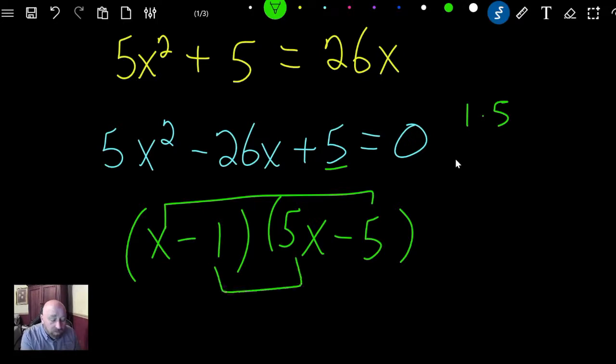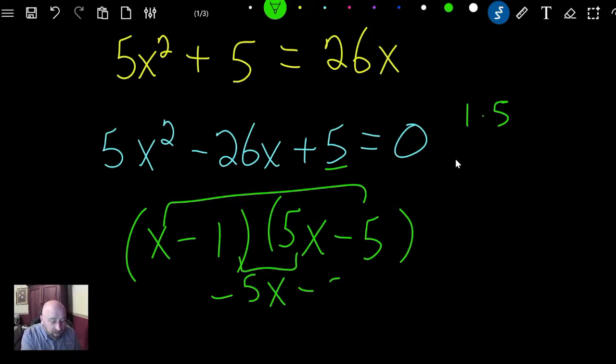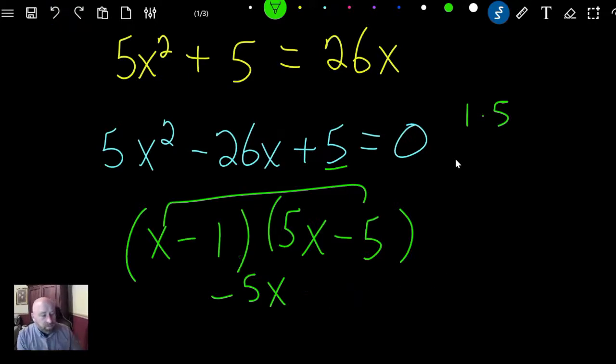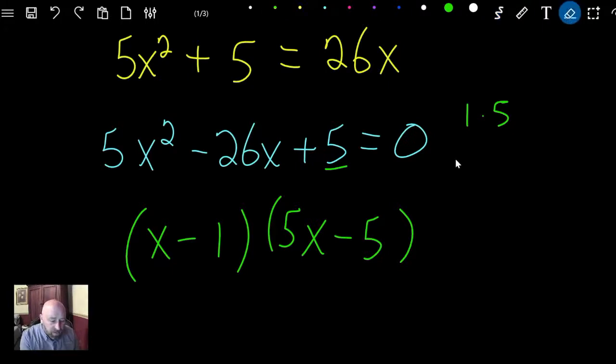We really only need to do the outers and the inners. And so the outers are going to give us minus 5x, and then the inners are also going to give us minus 5x. That only equals negative 10x. We need to get to negative 26x, so that's not going to work. So let's go back here and figure out what we could do differently. Let's try to swap the 5 and the 1 right there and see what happens.